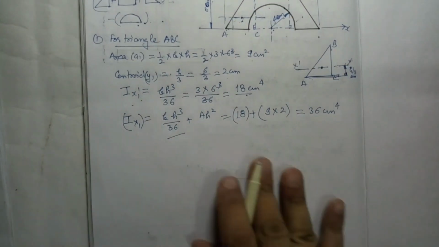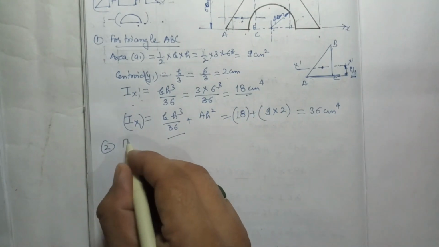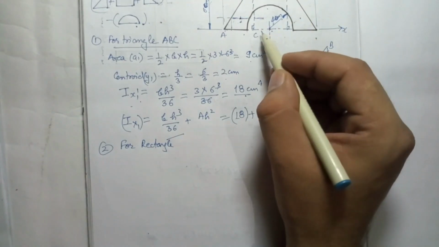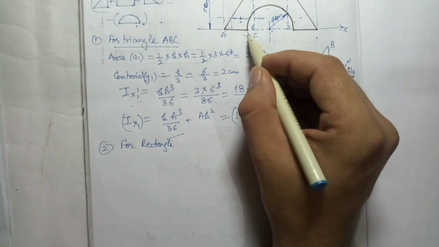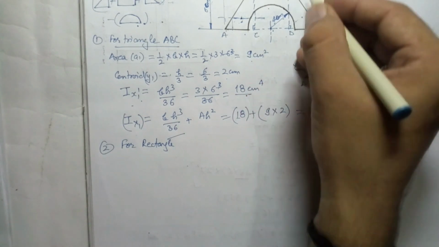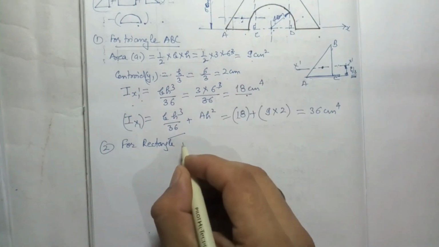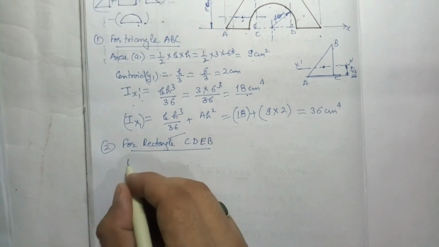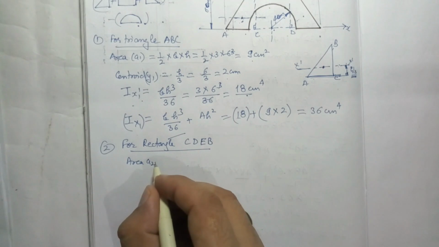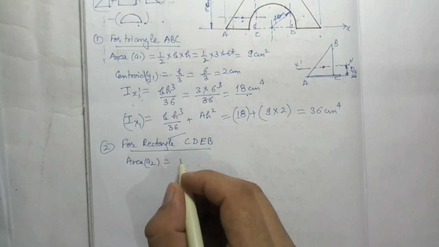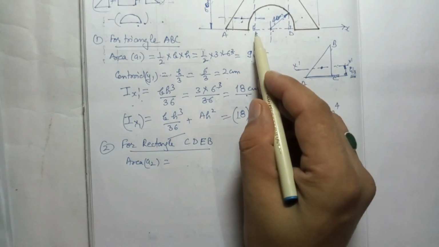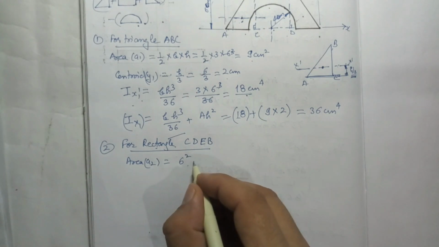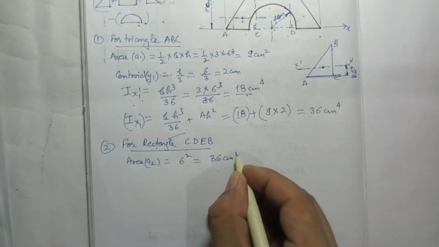Now let's see, we will complete the same question for the second object. Now that is a rectangle. So now we will give the names. The rectangle is, let's say, CD, E and B. In this rectangle, now what is the area? I can say area A2 for the rectangle is directly b square, because it has 6 and 6. So this is a square, or we can say square or rectangle, that is 6 square, that is 36 centimeters square.